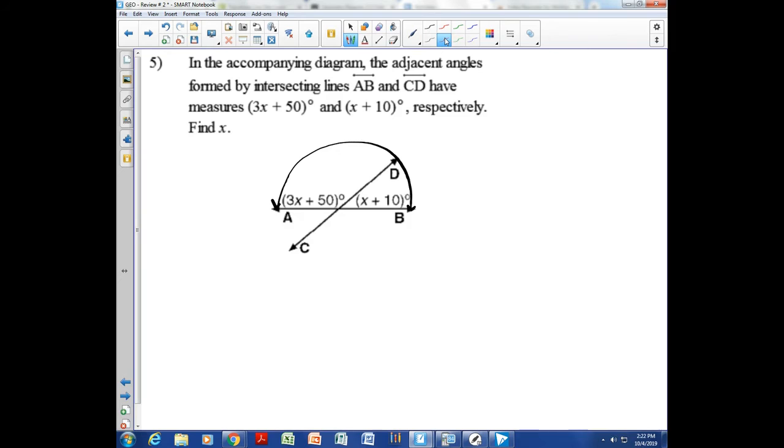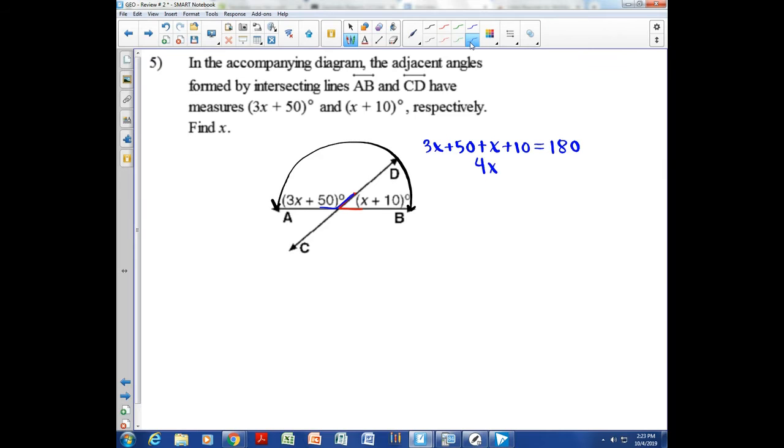And I'm hoping that many of you would see that the x plus 10 is an acute angle, and that the 3x plus 50 is an obtuse angle. They're together on a line, they're linear pairs, and therefore they are supplementary. And when 2 angles are supplementary, we add them up. 3x plus 50 plus x plus 10, and we set it equal to 180 degrees.